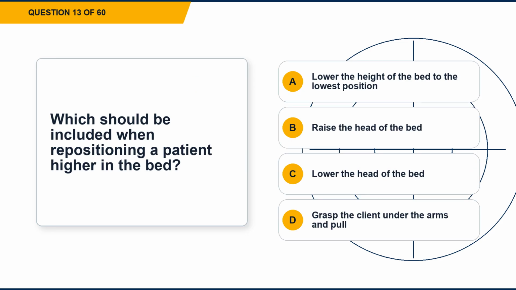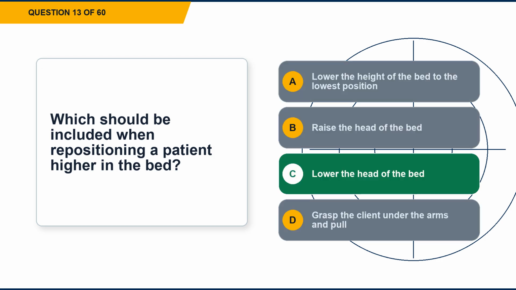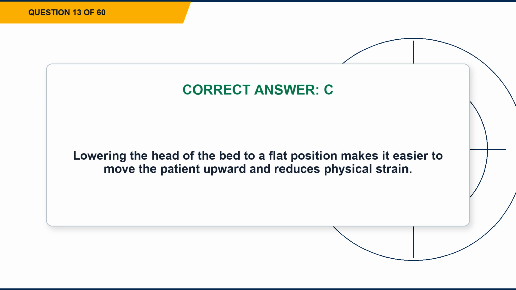Question 13. Which should be included when repositioning a patient higher in the bed? Option A. Lower the height of the bed to the lowest position. Option B. Raise the head of the bed. Option C. Lower the head of the bed. Option D. Grasp the client under the arms and pull. The correct answer is option C. Lower the head of the bed. Explanation. Lowering the head of the bed to a flat position makes it easier to move the patient upward and reduces physical strain.